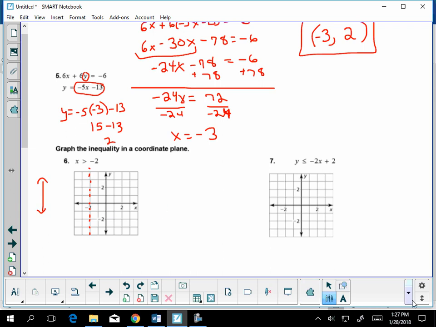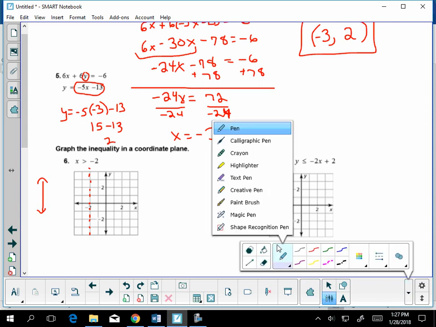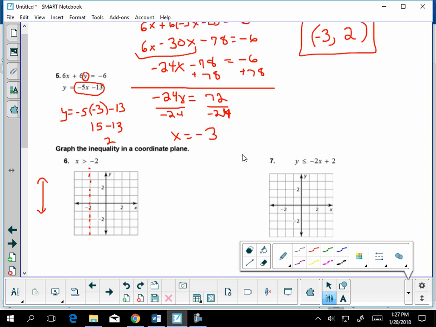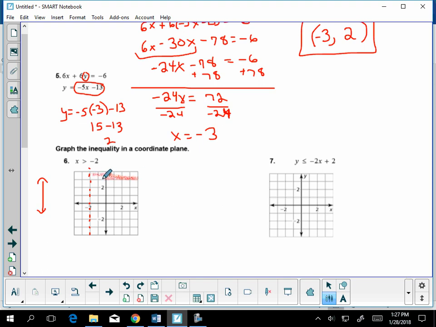And then I have to do my shading. And that is a greater than. So as soon as I see greater than, I think bigger. So I know everything needs to be bigger than negative 2. So I'm shading the side where my x numbers are bigger than negative 2. And it should look something like this.